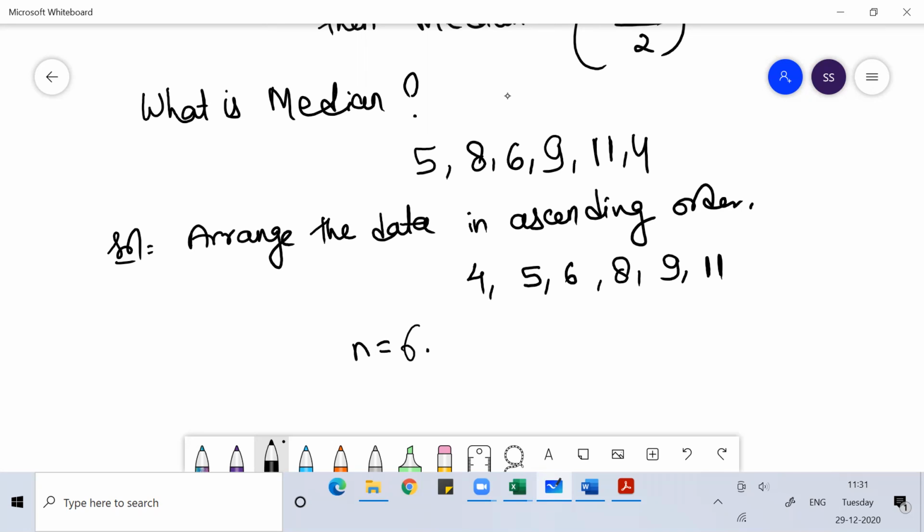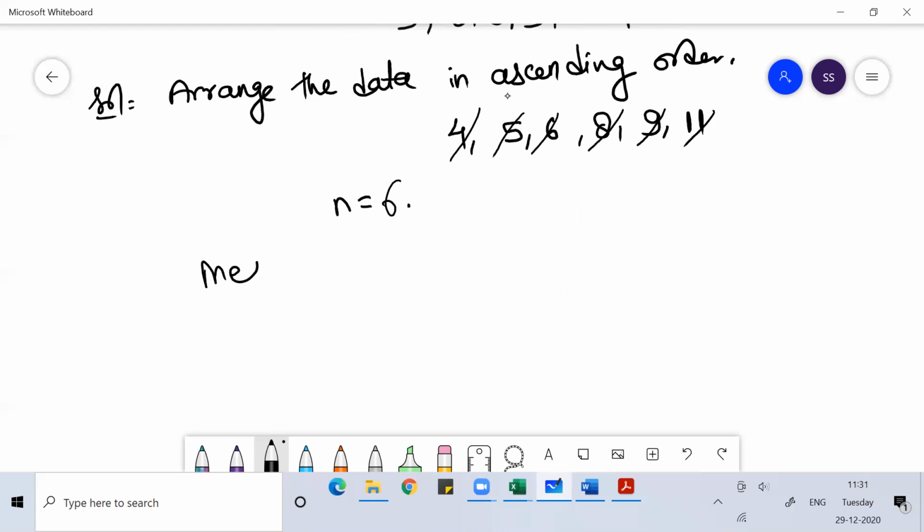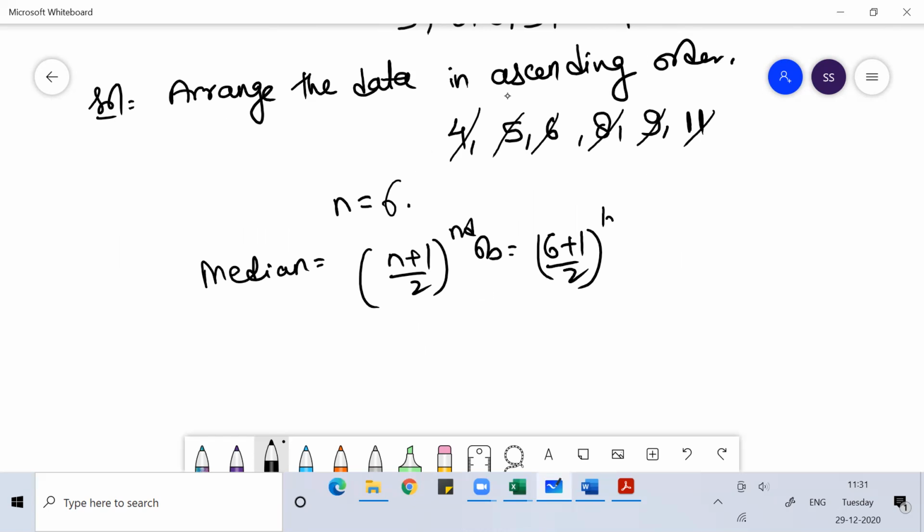Here n is 6, the total number of data. So what is your median? Your median is the (n plus 1) by 2th observation. So 6 plus 1 by 2th observation, that is 7 by 2, which is the 3.5th observation. That is your median.